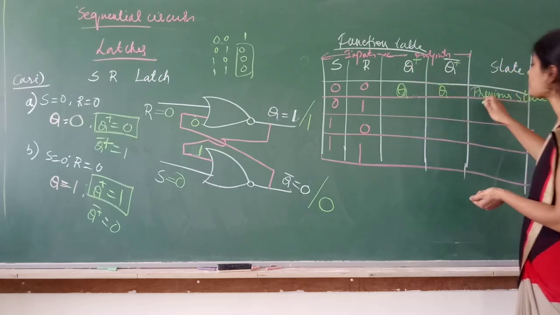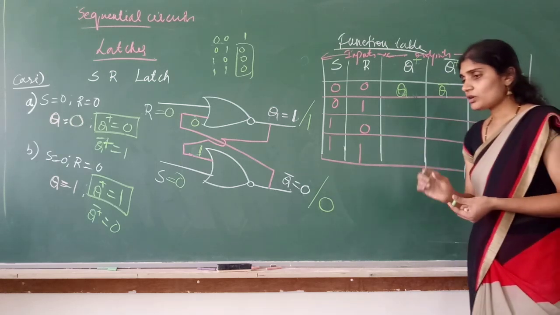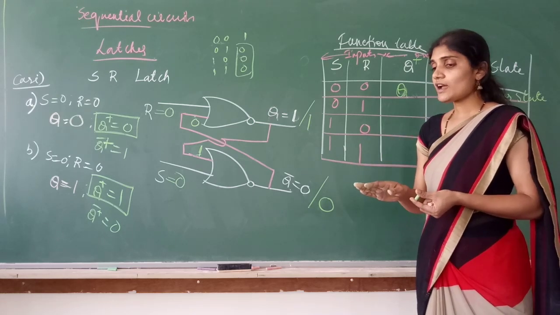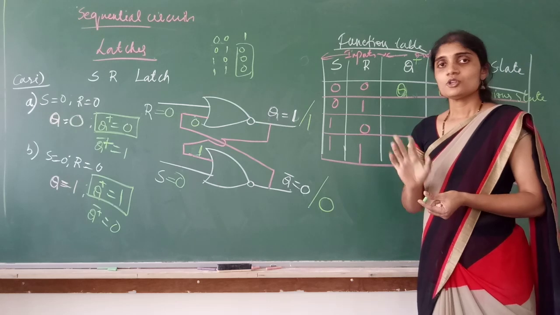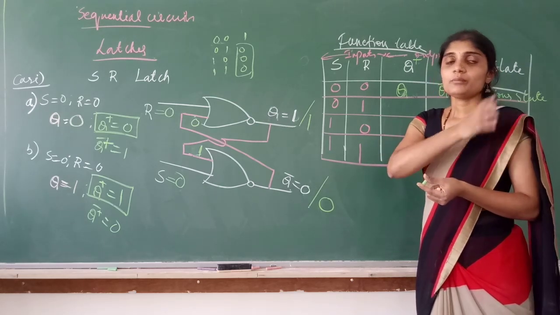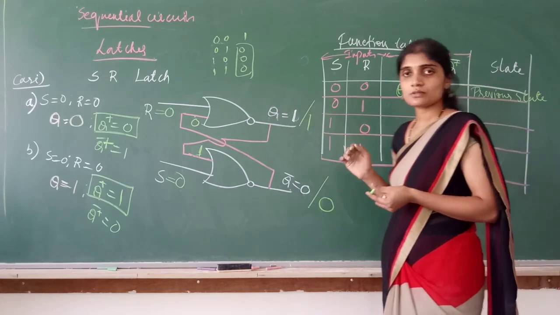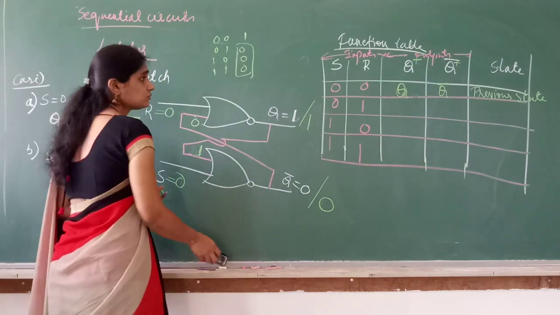Q represents previous state. In the latch, initially I have stored 0. Now I will make S 0, R 0. Now also it is 0. Initially I will store 1. Now I will make S 0, R 0. Now also it is 1. So the latch stores the previous information when I give S as 0 and R as 0, SR latch. This is case 1.